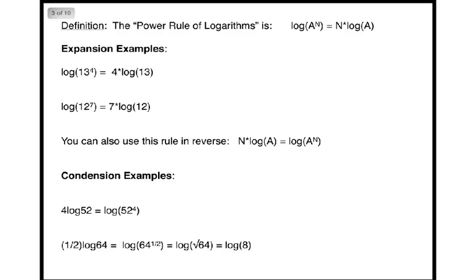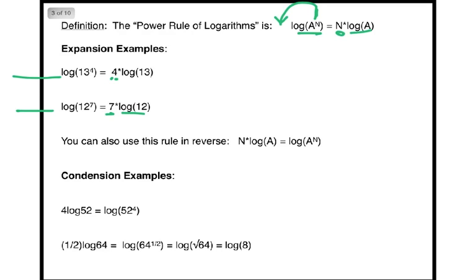Here's your third main rule, the power rule of logarithms, which states the log of a to the power of n is actually n times the log of a. So you can see the exponent inside the logarithm comes out front and multiplies times the logarithm. Here are some examples. Log of 13 to the 4th is actually equal to 4 times the log of 13. Or log of 12 to the 7th is actually equal to 7 times log of 12.